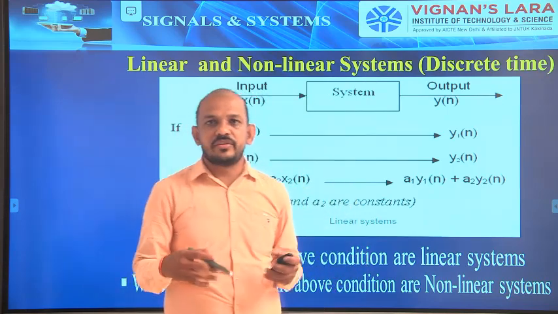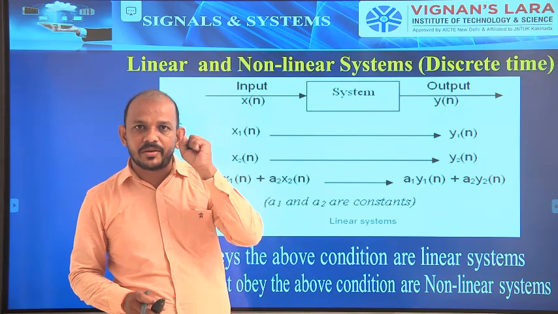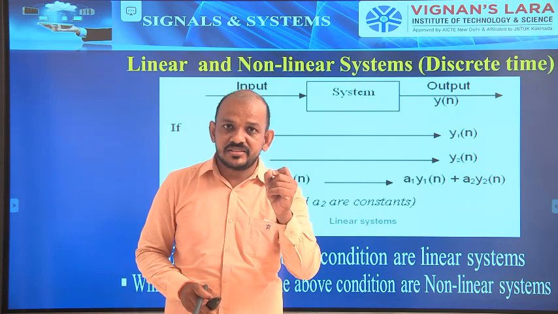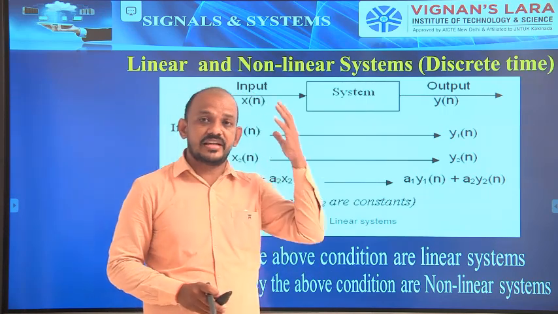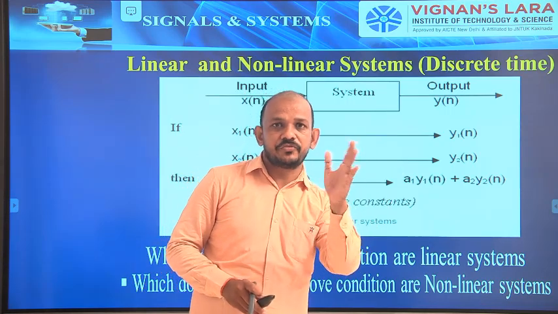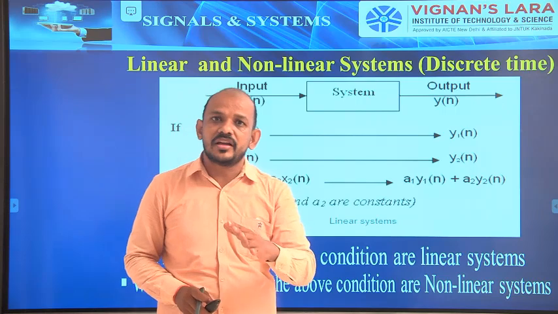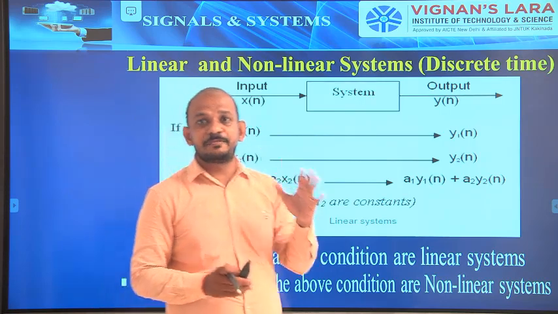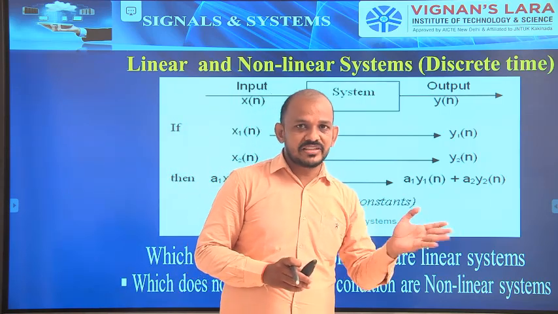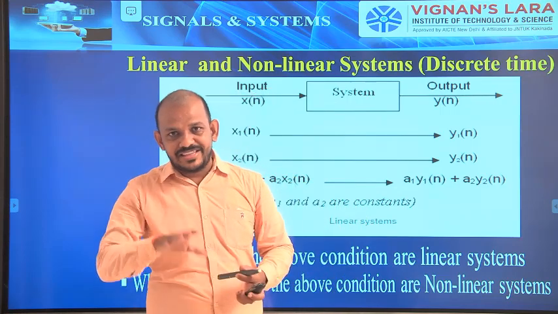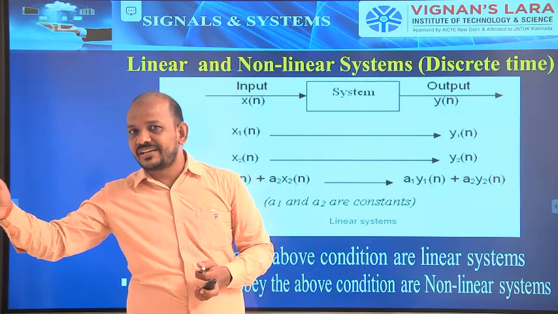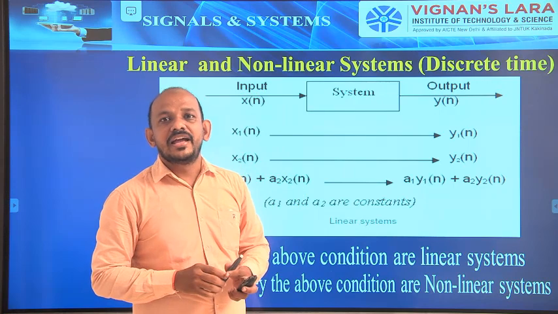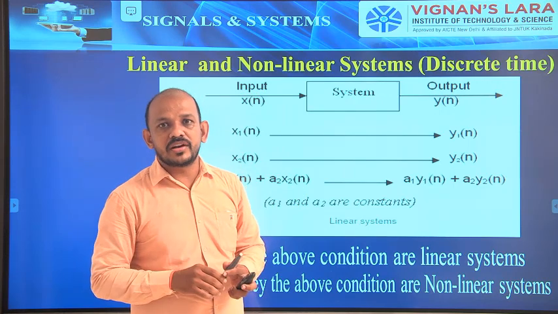Next, up to now we have considered only x of t and y of t, x1 of t, y1 of t, x2 of t, y2 of t. Here x of t and y of t represent continuous time signals, where the independent variable time t is used. In the first class I explained that the continuous time signal is represented with x of t and the discrete time signal is represented with x of n. Up to now we discussed linear and non-linear systems with respect to continuous time signals. In the previous class I explained that the concept is the same for continuous time signals as well as discrete time signals. The only change is that in place of x of t we have to write x of n.